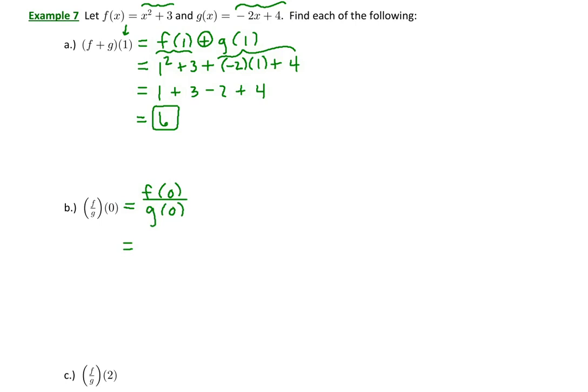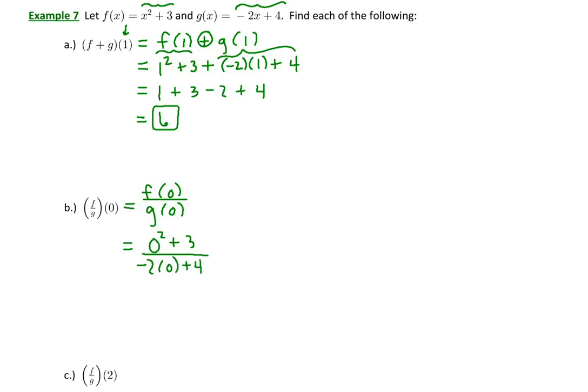Now, on the top, we have f of 0. F is pointing us to the function called f of x. So we're going to be using that function rule x squared plus 3 again. But this time we're plugging in the argument 0. So we end up with 0 squared plus 3. In the denominator, we have g of 0. G is pointing us to that second function, negative 2x plus 4. That's going to be the rule that we use, and we're going to plug in x equals 0. So we end up with negative 2 times 0 plus 4.